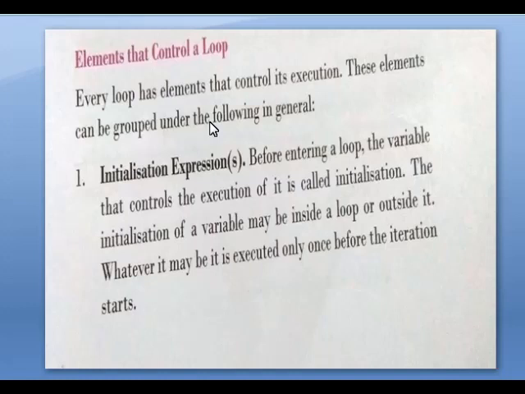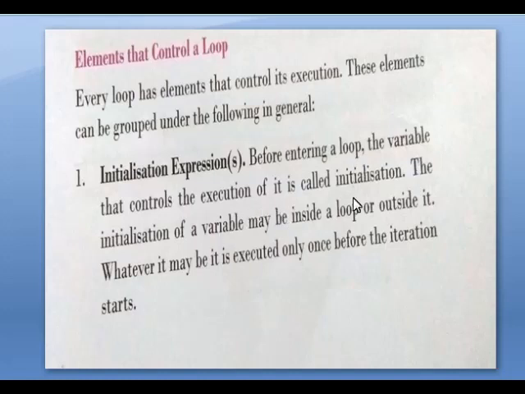So what are the elements that we are using to control a loop? Every loop has elements that control its execution. These elements can be grouped under the following in general. First one is initialization expressions. So what is an initialization expression? Before entering the loop, the variable that controls the execution is called initialization.